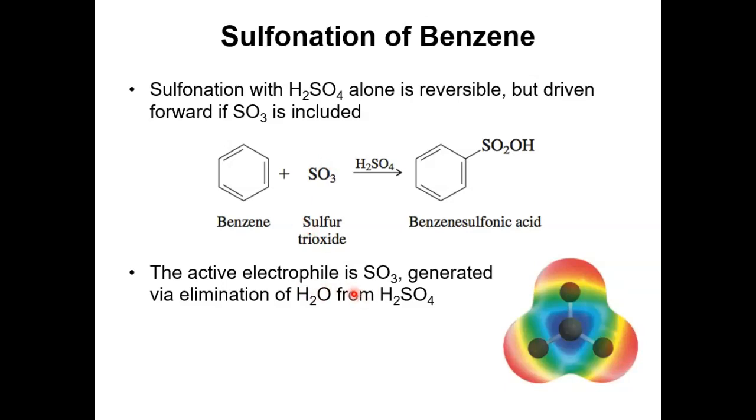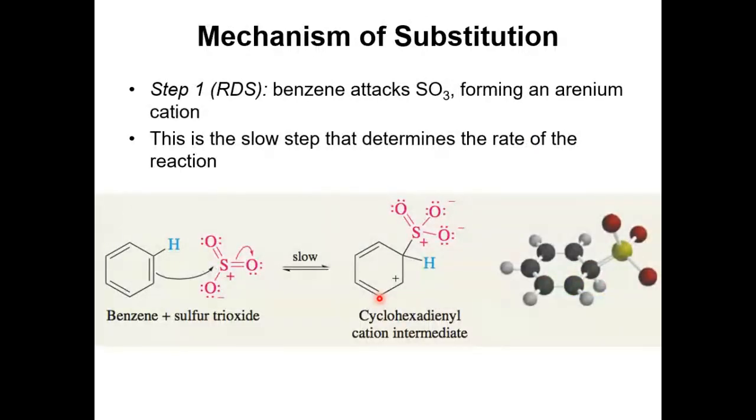And even if you don't purposely add SO3 to sulfuric acid, it's believed that in concentrated sulfuric acid, the sulfuric acid can lose a little bit of H2O and give you a small amount of SO3. So basically SO3 is considered the real electrophile in the sulfonation reaction.